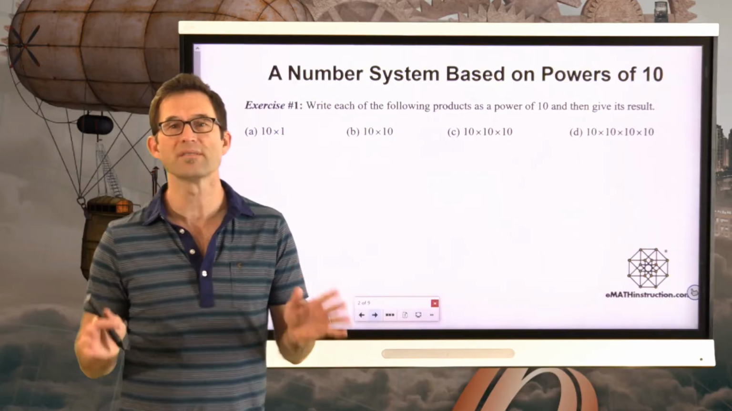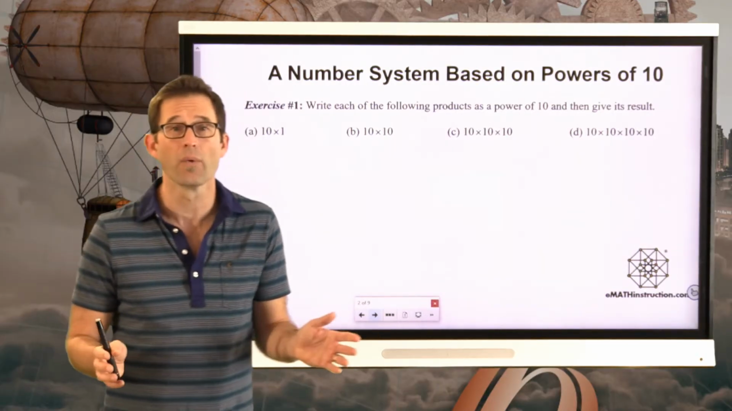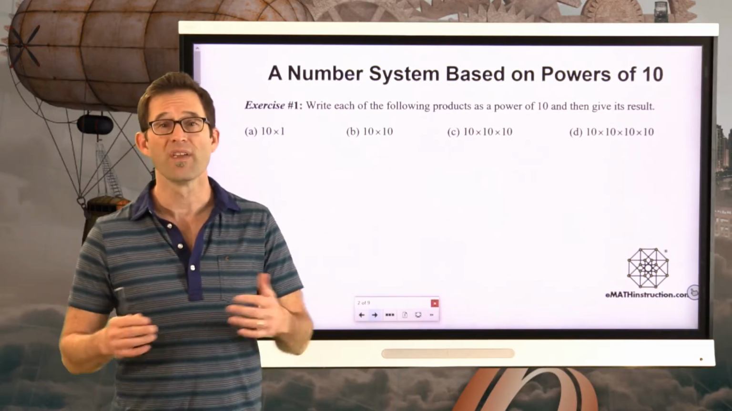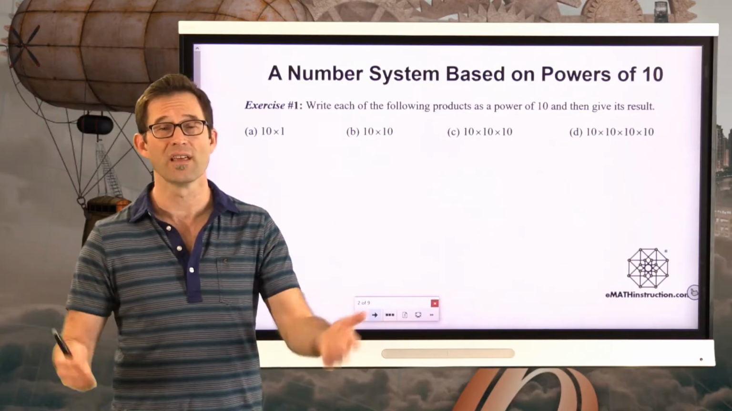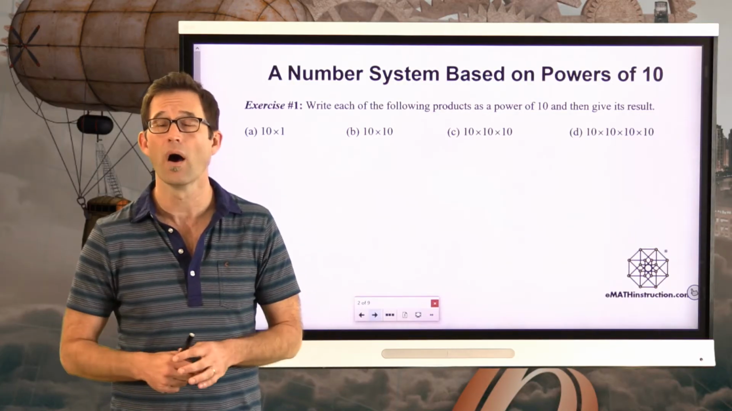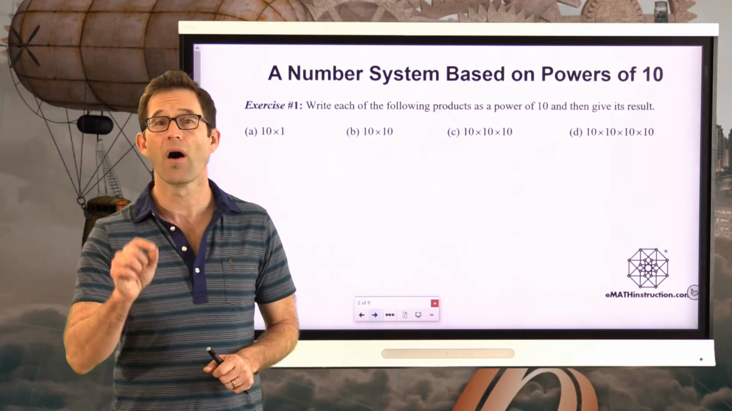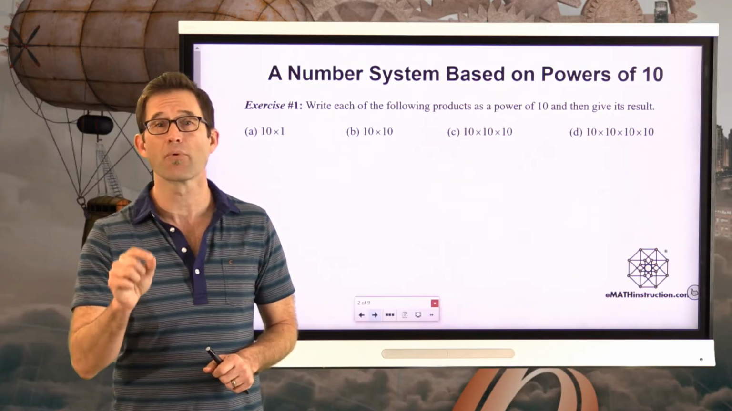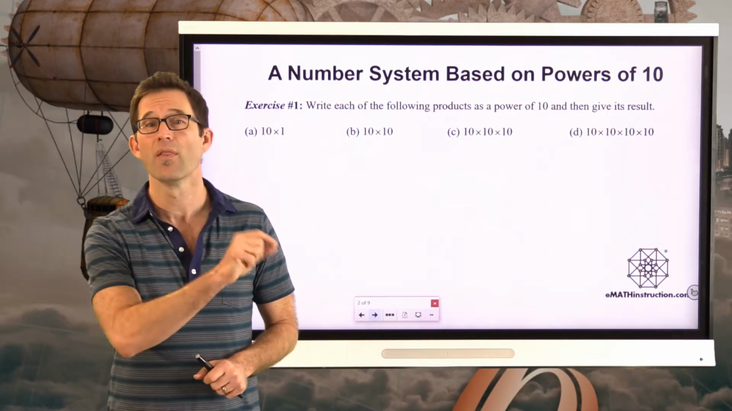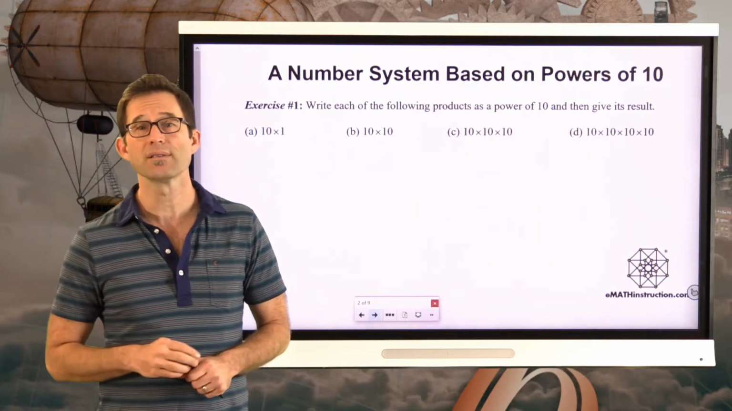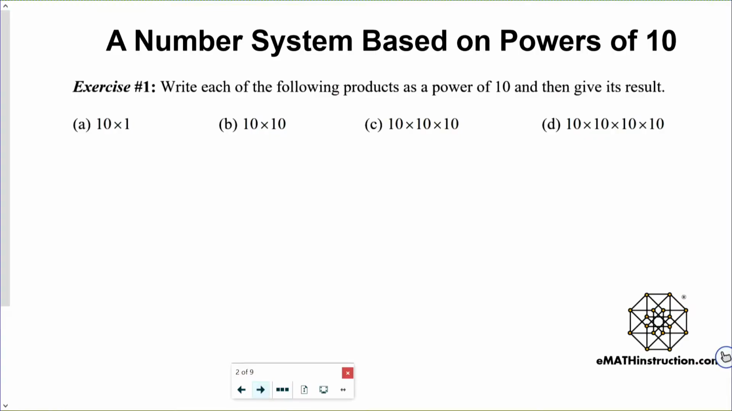The number system based on powers of 10. So that's the deal, right? Our entire number system, from tens to hundreds to thousands to 10,000s to millions, etc., is based on powers of 10, meaning products that just involve the number 10. In exercise number 1, we're going to do the following. Write each of the following products as a power of 10 and then give its result.